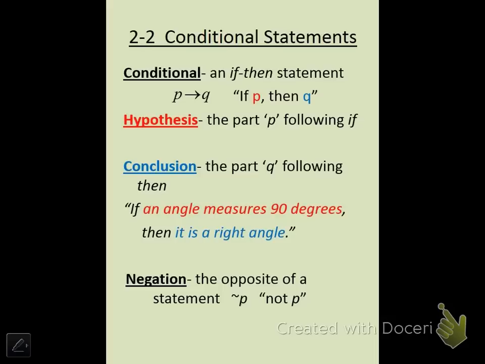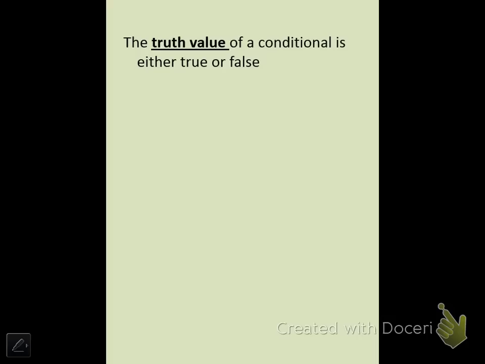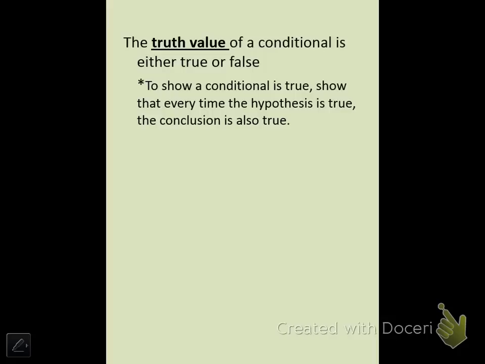Okay, so when we're talking about negating something, we're trying to find the opposite. The truth value of a condition is either true or false, so it can be made true or false. It can be either one. So to show a conditional is true, show that every time the hypothesis is true, the conclusion is also true. So if an angle measures 34 degrees, then it is acute, okay? So we're trying to show that the conditional is true by saying that the hypothesis is true and the conclusion is true. So both of those things have to be true together.